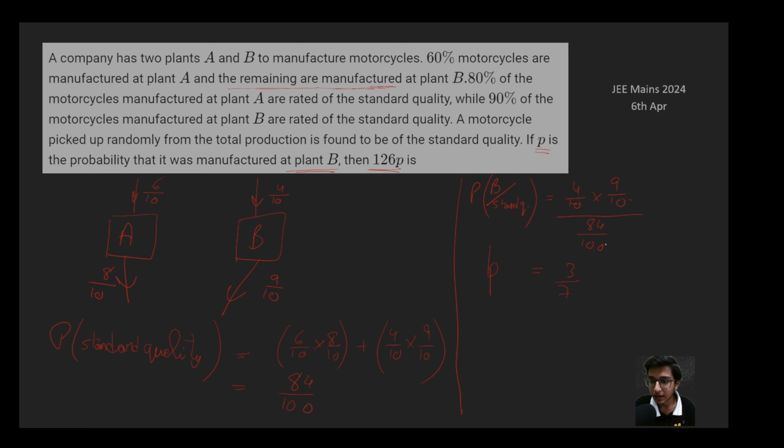See, 10, 10, 100 gets cancelled out. 4 21s are, 3 7s are, 3 3s are. So 3 by 7. And we have to find 126p. So for 126p, we have to multiply this by 126 and we get our answer to be 54. This is our answer. Again, a very simple question. You can solve it within less than 1 minute. So let's look at another type of question.